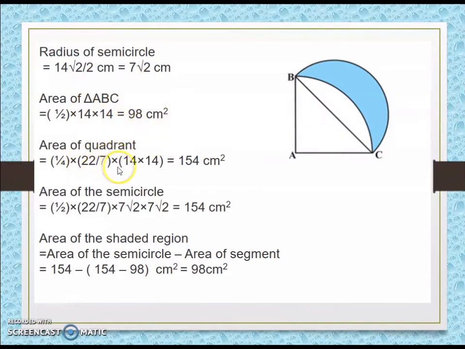Area of the quadrant is 1/4 of pi r square, that comes out as 154 centimeter square. Then the area of the semicircle, using 7 root 2 as the radius, you can find out half pi r square, that is also 154 centimeter square. Then the area of the shaded region will be area of the semicircle minus area of the segment, that is 154 minus 154 minus 98. So the final answer is 98 centimeter square.